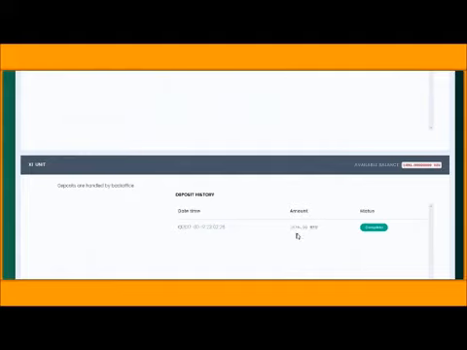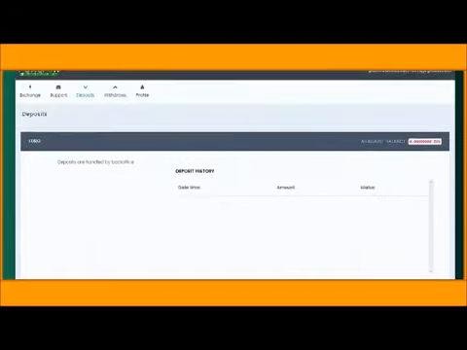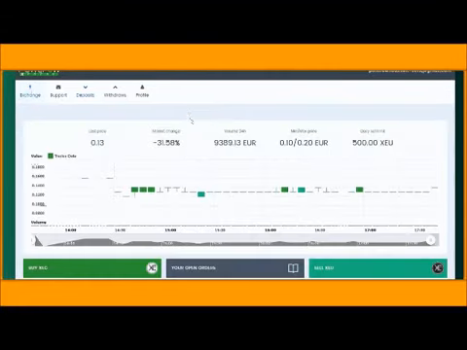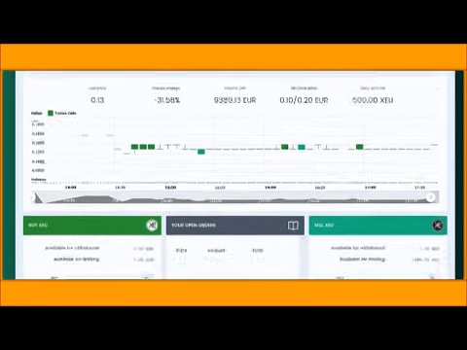You see, 1,496. It has been complete. So now I can perform a transaction. I'm going to click on Exchange, which is the home page of the trading platform. And there's a 500 XEU sale limit.